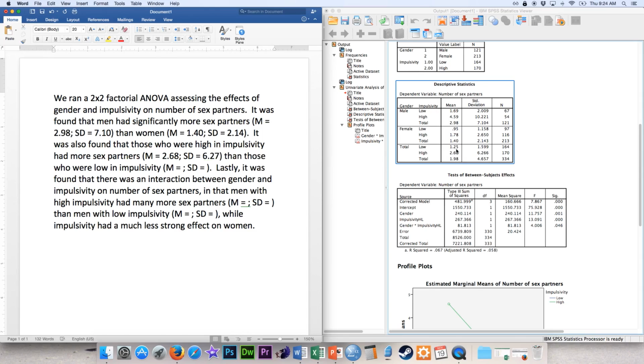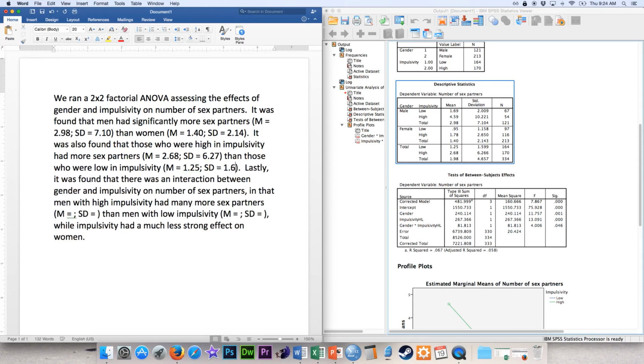Then those who were low impulsivity, they had an average of 1.25 and a standard deviation of 1.60. And then lastly, I wanted to show the means for men who had high impulsivity.